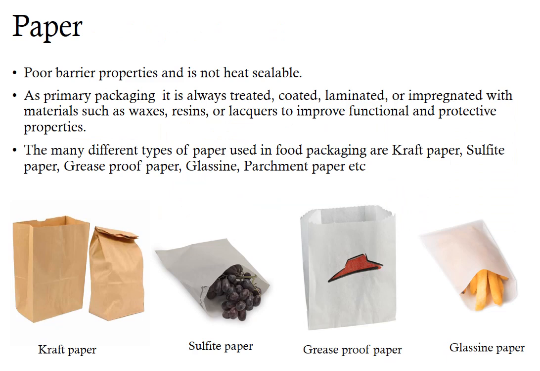Paper can be used in food packaging, however, it has poor barrier properties and it is not heat sealable. When paper is used as a primary packaging material, it always has to be treated, coated, laminated or impregnated with materials such as waxes, resins, lacquers so as to improve the functional and protective properties.